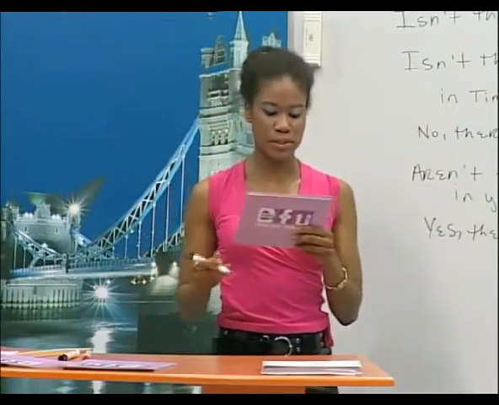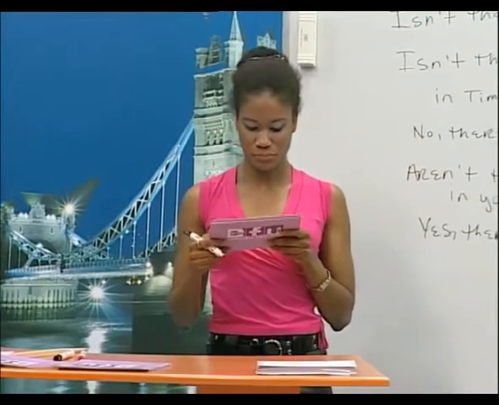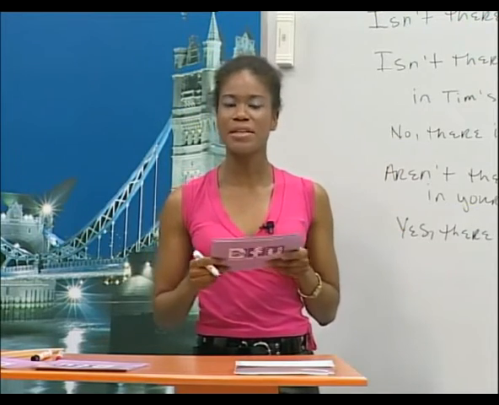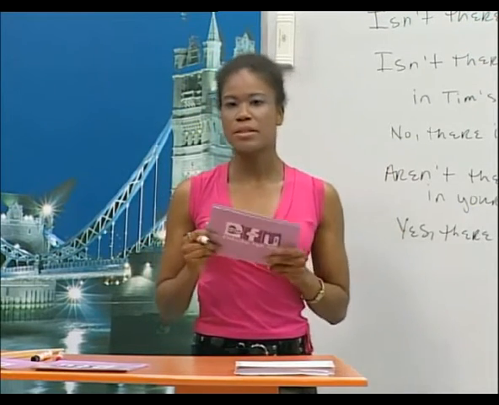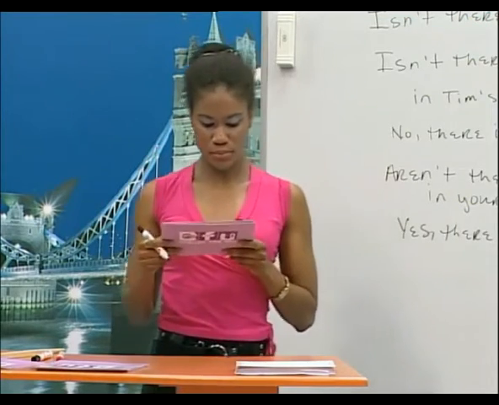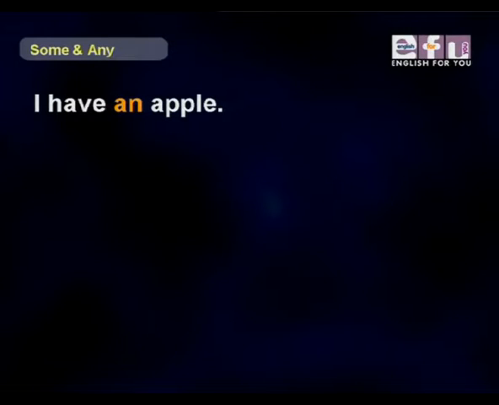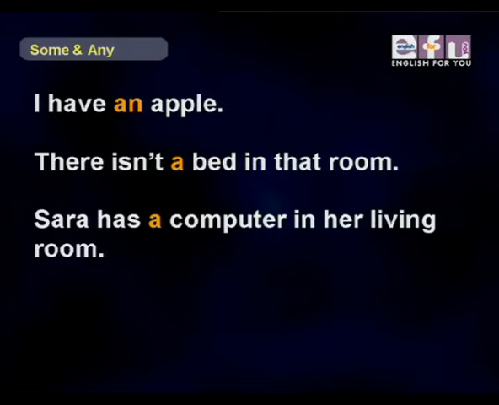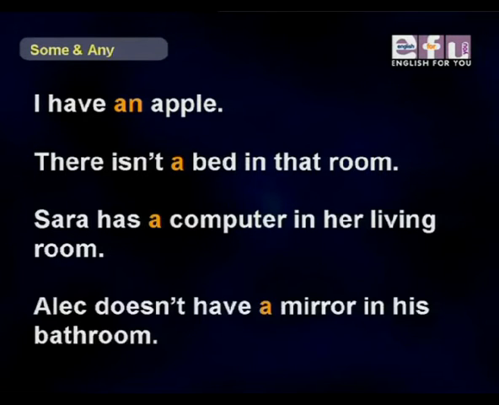Now we will review some and any. Before we do this, let's quickly review count and non-count nouns. Take a look on your screen. Let's look at these sentences. First, I have an apple. Next example. There isn't a bed in that room. Next sentence. Sarah has a computer in her living room. Alec doesn't have a mirror in his bathroom.